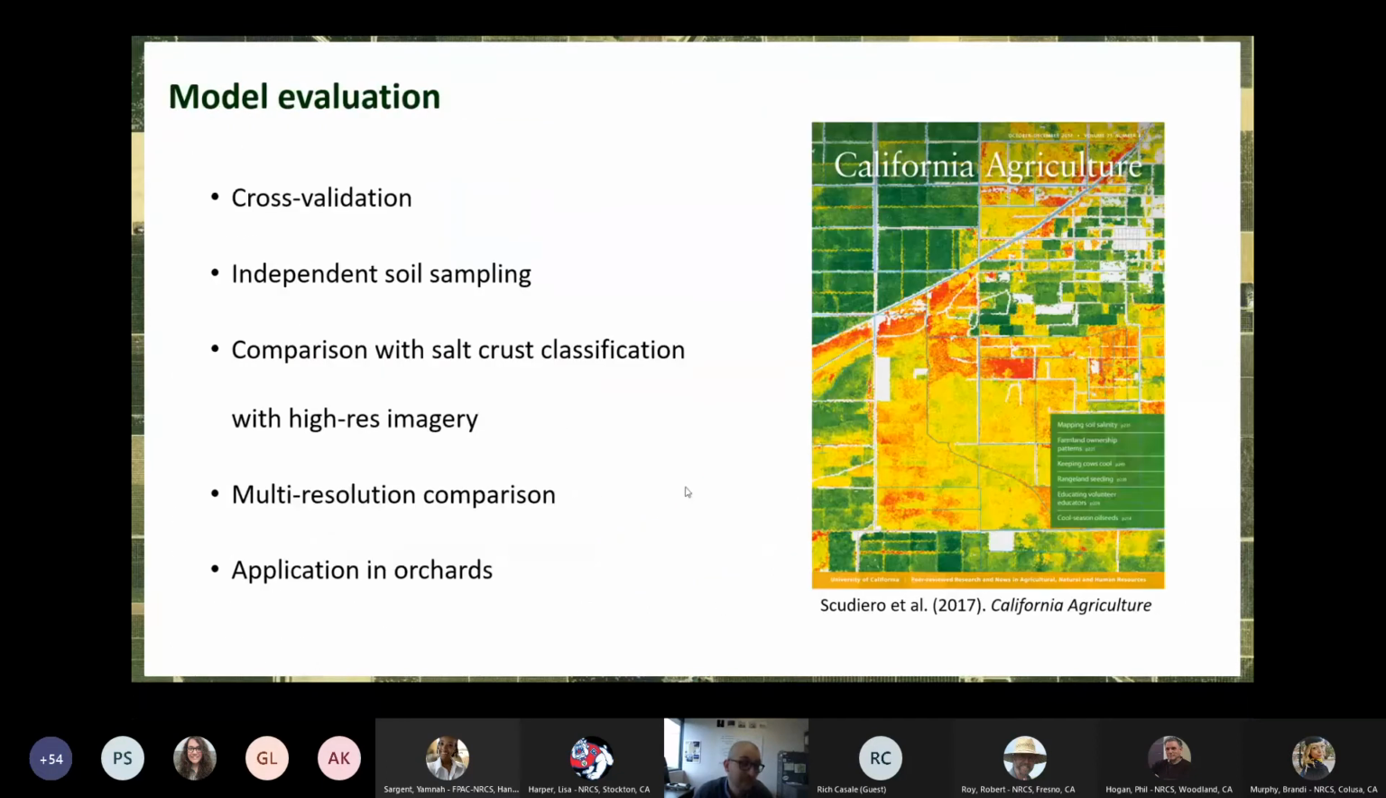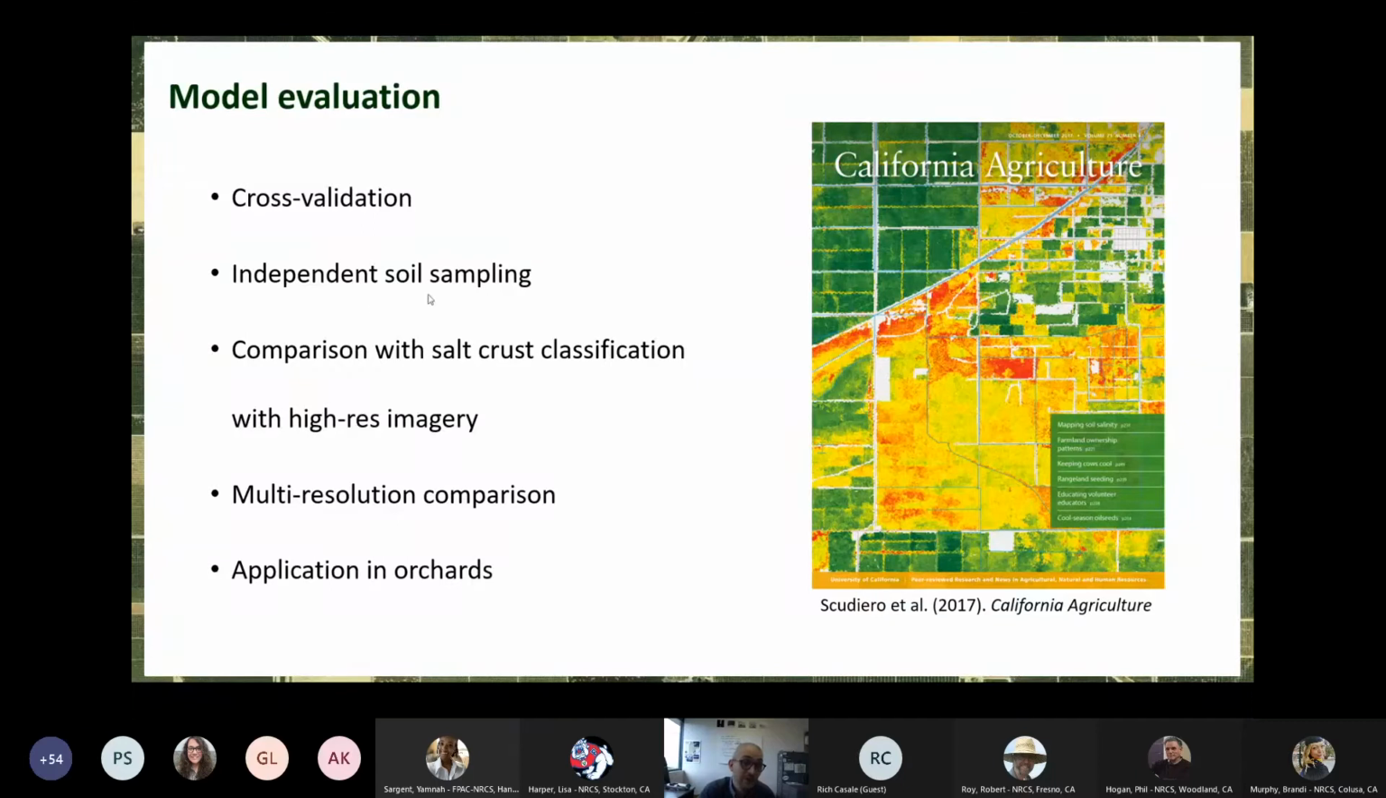So before we can produce a map, we need to do some model evaluation. And so we have a paper here that walks through all the evaluation steps that were done for this model, including the cross-validation that comes with most of the data science techniques in the literature that are used for this type of modeling.